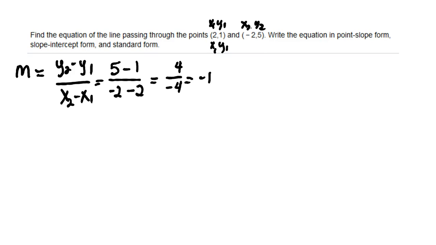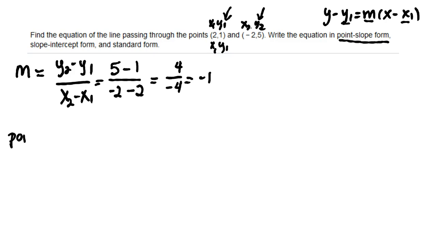So now that we have the slope of the line, we want to write the equation in point-slope form. Point-slope form is y minus y1 equals m times x minus x1. So that's why I needed the slope. And then x1, y1 is any point on the line. So you don't have to stick with that first one. You could also use the second one, whichever one you prefer.